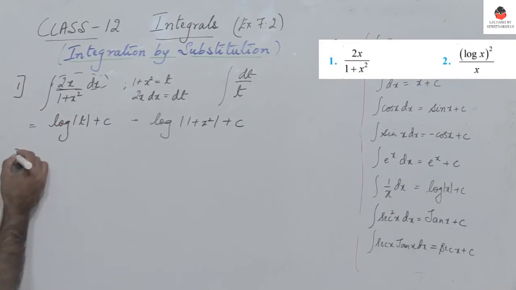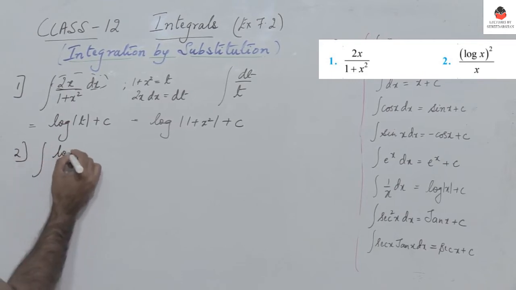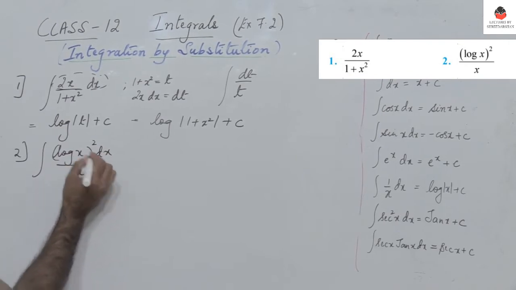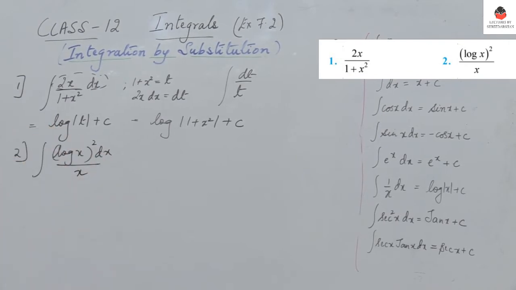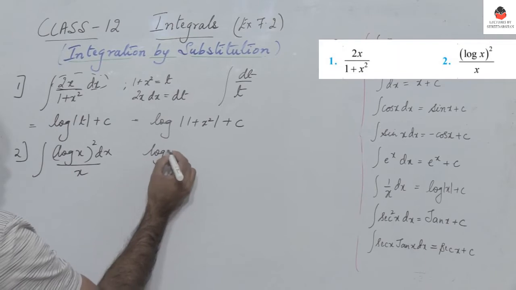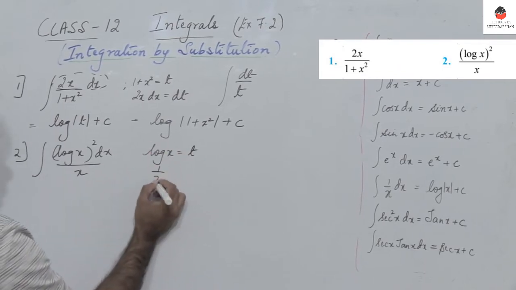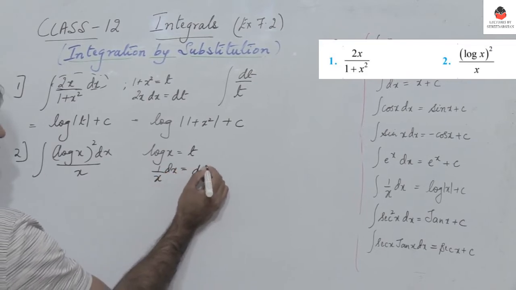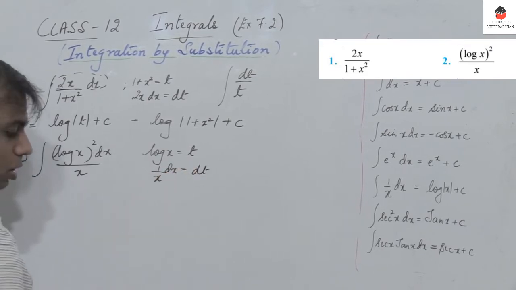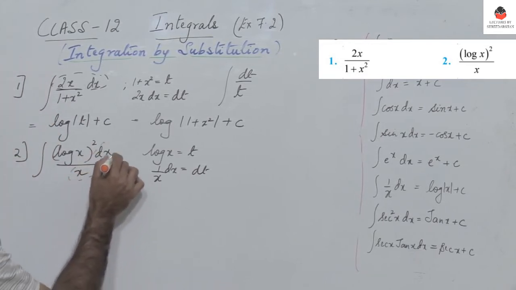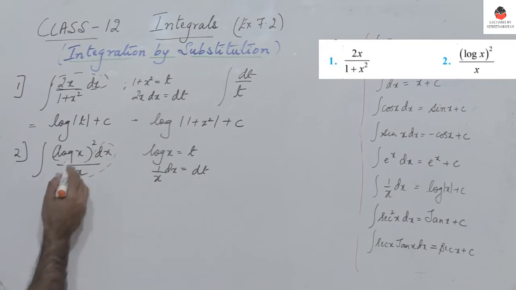The next one, integral of (log x) the whole square dx divided by x. Now how do I substitute? Now we observe that the differential of log x is 1 by x. So let me take log x to be equal to t. And if I differentiate this, we get 1 by x dx equals dt. So now how do you proceed with the substitution? Replace dx by x as dt and log x as t.